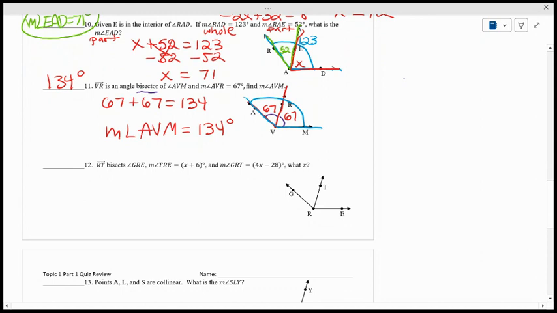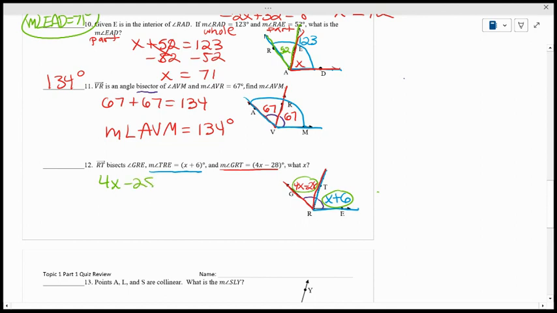Number 12, RT bisects. There's that word again. Bisects means to cut in half. So this is congruent to this. The measure of TRE is x plus 6. And the measure of GRT is 4x minus 28. What is x? Well, these are congruent. So these are equal. That is equal to that. So that's my equation.